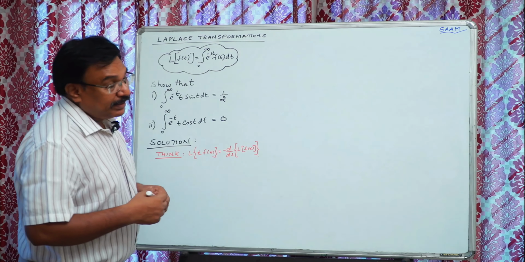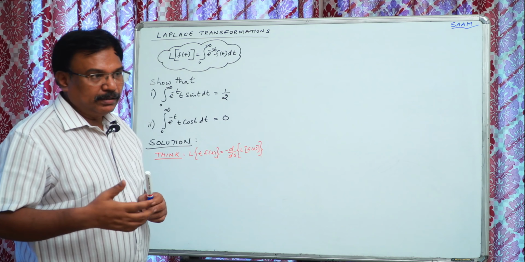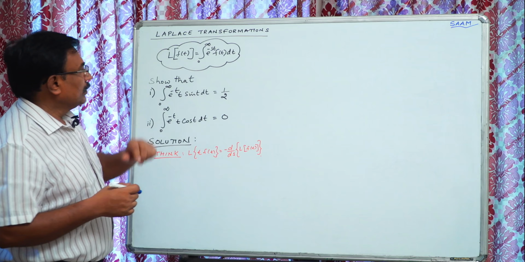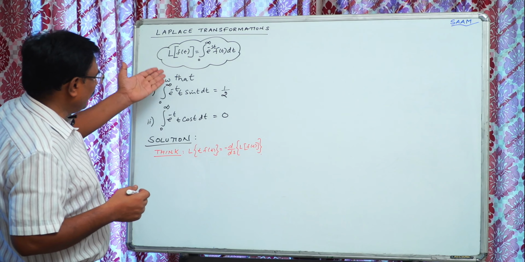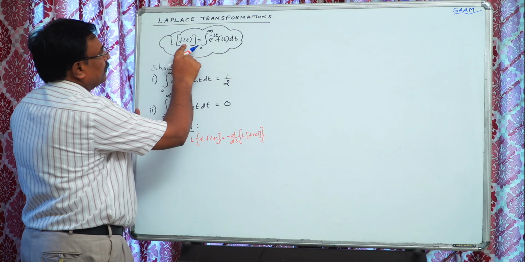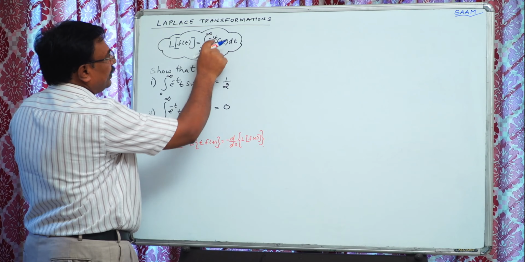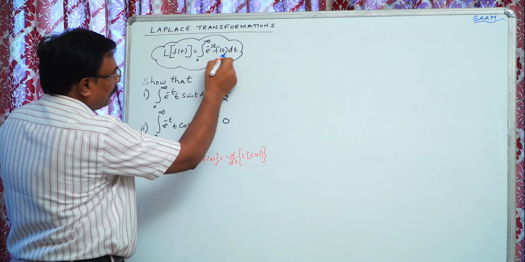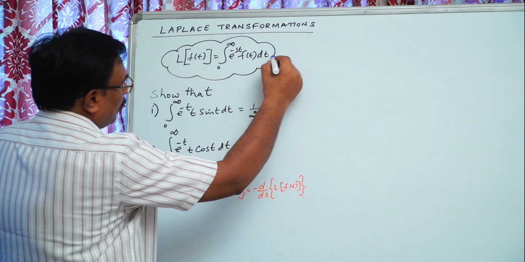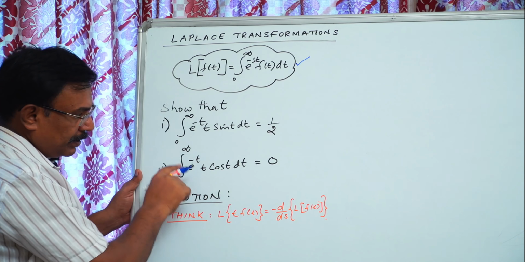Students, in Laplace transformations, we derived and solved so many problems. In this session, especially one special problem. Laplace of f of t is represented by the integral from 0 to infinity of e power minus st f of t dt. This is the general rule. Earlier we studied this one. So, as a recap, I am going to do two problems.